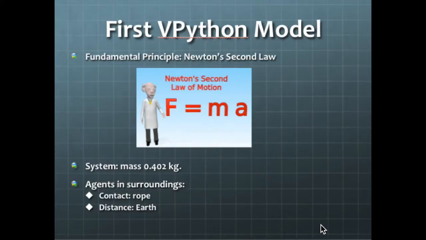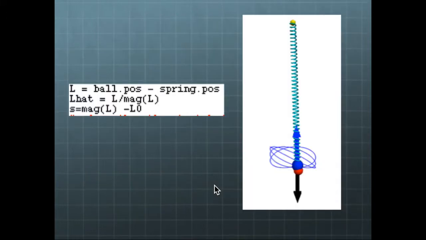In the first model, I specify the initial conditions of mass, stiffness, and relaxed length. Delta t is said to be small compared to the time. The system is only the mass. I used Newton's second law to predict the motion, specifying interactions, and the agents interacting are the rope and the Earth. So, it determines the spring force vector, the L vector, which describes both the length and the orientation of the spring, and it points from the attachment point to the location of the mass.